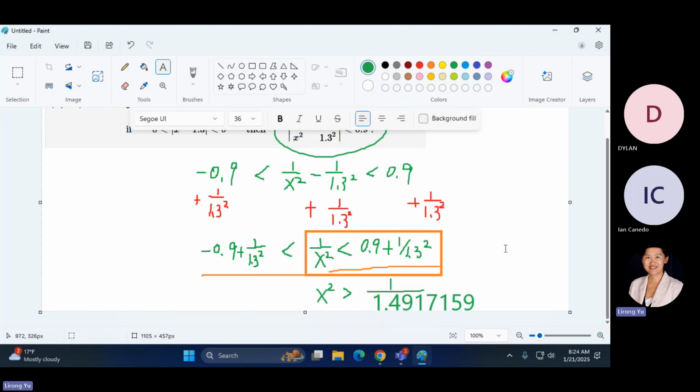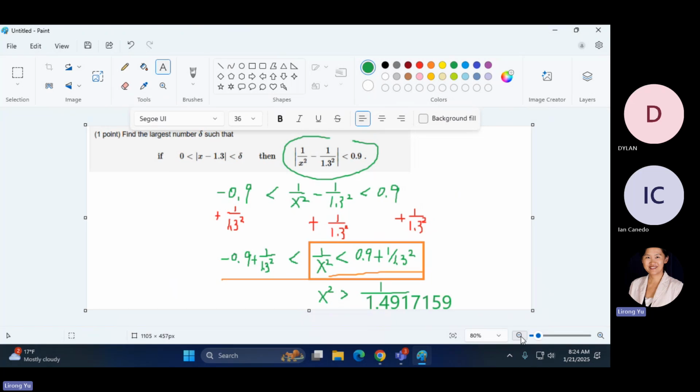So this is 1.49, the whole summation part, and then you take the reciprocal of the left side, so you have to take the reciprocal of the right side. Remember, reciprocal switches direction. 2 is less than 3, but 1 over 2 is bigger than 1 over 3. So reciprocal always switches your direction. 1 over x squared is less than this number, therefore x squared will be bigger than 1 over it. Are we okay so far? All right, so now we have a boundary for x squared, and this is how we work with inequality.